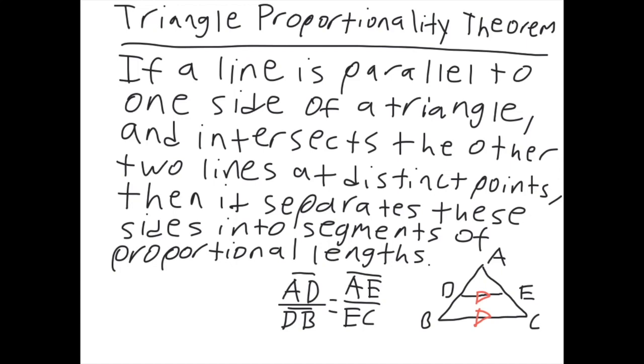And so if you have, say, 3 of the measures and you want to find the 4th, you just put it up in a proportion like this. Now, just as a note, the converse is also true, which means if you have a line intersecting a triangle and it intersects the sides so they're proportional, then it means that the line is parallel to the other side of the triangle. So you can use the converse as well.